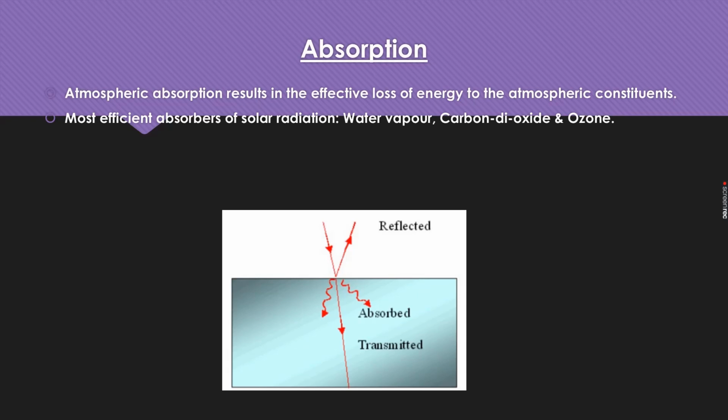So scattering and absorption are the two main processes which take place when the EMR interacts with the atmosphere. In our next session, we will move on to interaction of EMR with Earth surface features and onto spectral response patterns.